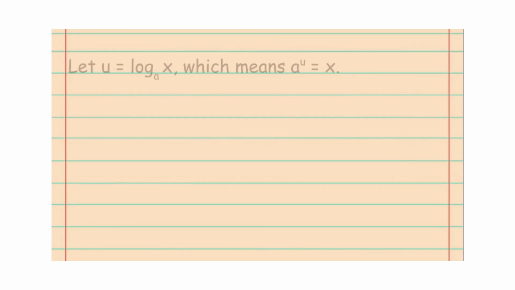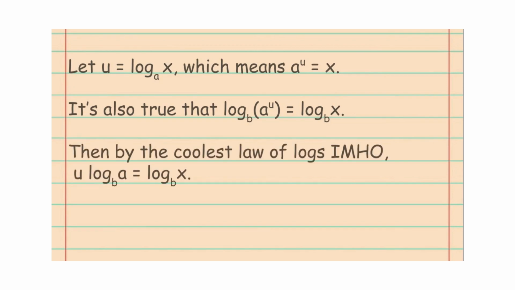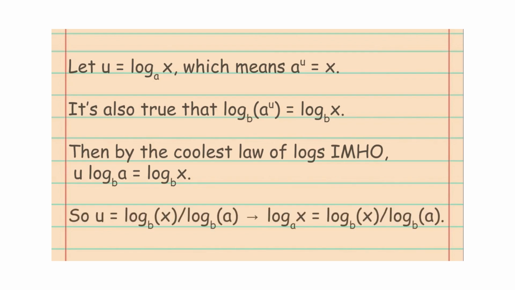Our first step is to let u be equal to log base a of x, which means if we convert that logarithmic equation into an exponential equation, we get a to the u equals x. That means I can apply a log base b, read different than base a, on both sides of that exponential equation. Then I'm going to use the coolest law of logs, in my humble opinion, to make that exponent of u a coefficient of the logarithm on the left. Then I'm going to divide both sides by log base b of a.